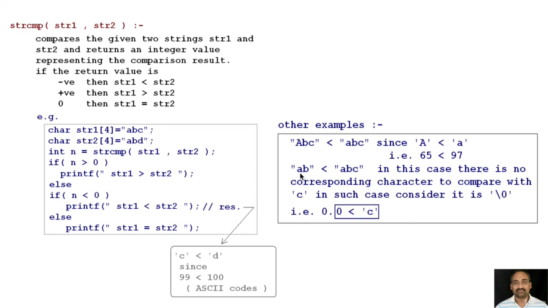And if you look at this example, small ab is less than abc. For simple understanding you can consider this as dictionary order, but in reality what is going to be compared is \0 with C, because the third character is \0 in the first string. \0 means 0. 0 is compared with C, which is always less than. 0 will always be less than the ASCII code of C.